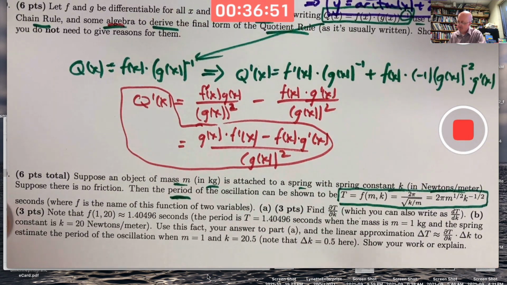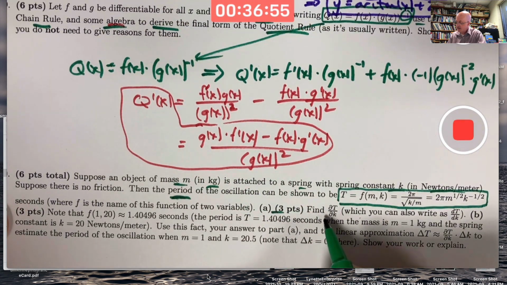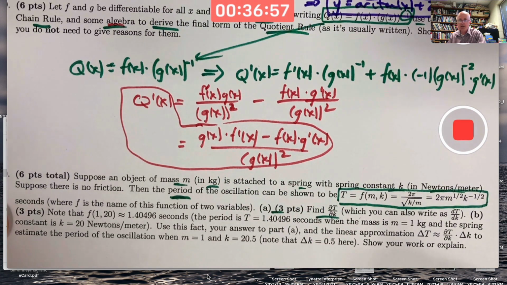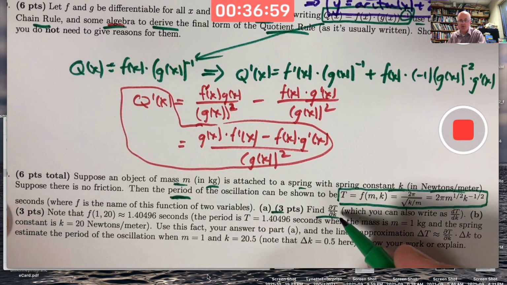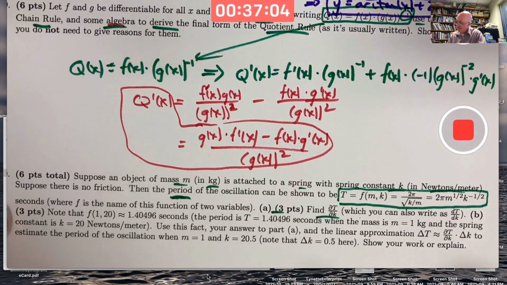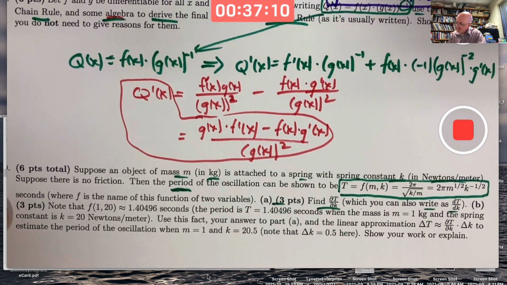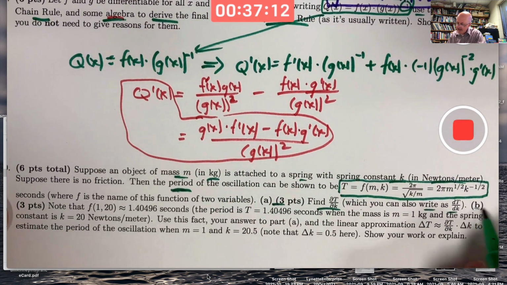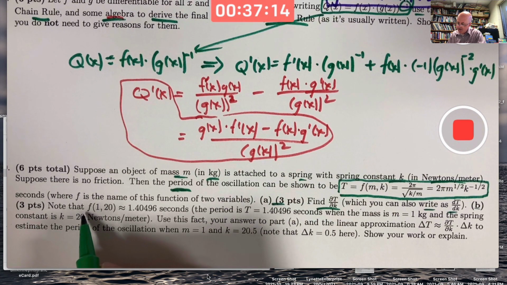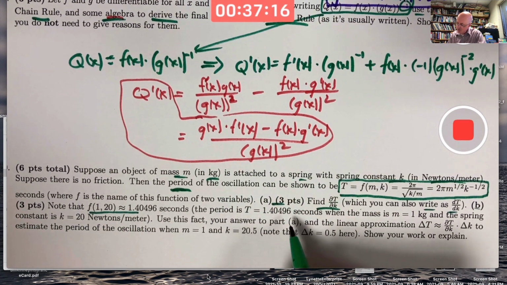You're just trusting me on that. Part A. I teach a little bit of multivariable calculus in Calculus 1. Find the derivative of T with respect to k with partial derivative notation. The d's are kind of curvy, but I don't care if my students also write it with ordinary derivative notation. It's just notation. Don't worry about it. That's it, part A.